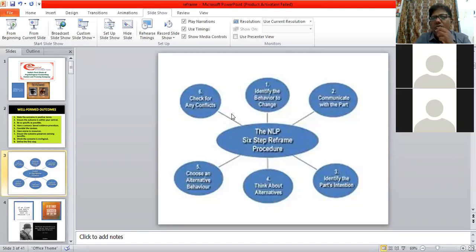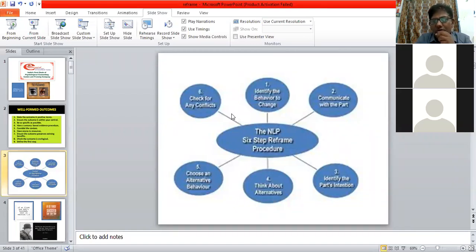Now here we have to understand one thing. When we do this, we should know that we are actually communicating with the part. Now how do we identify that we are communicating with the part? That is a great challenge. How do we identify that the person has reached that stage where he is talking from the unconscious? This is one great challenge, which I will tell you how to handle. Then, identify the part's intention.